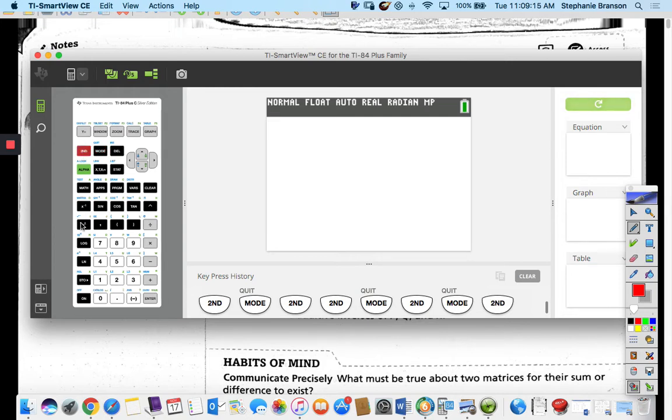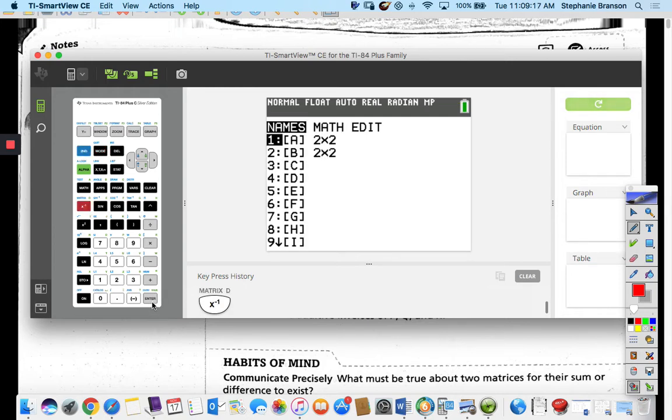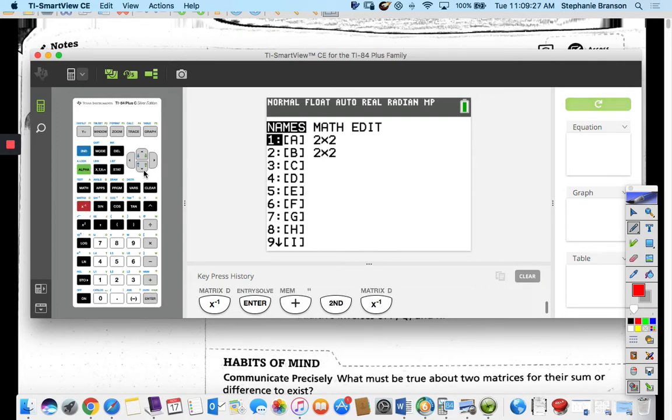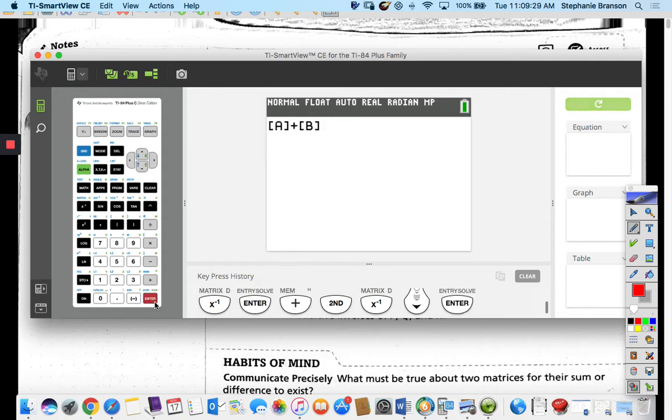Now hit second and then that x to the negative 1 again and hit enter. And this should pop up. Did that pop up for everybody? All right, we're adding A plus B, so I'm going to do the same thing, except this time I'm not going to choose A, I'm going to choose B. You hit enter and it tells you what your answer is.